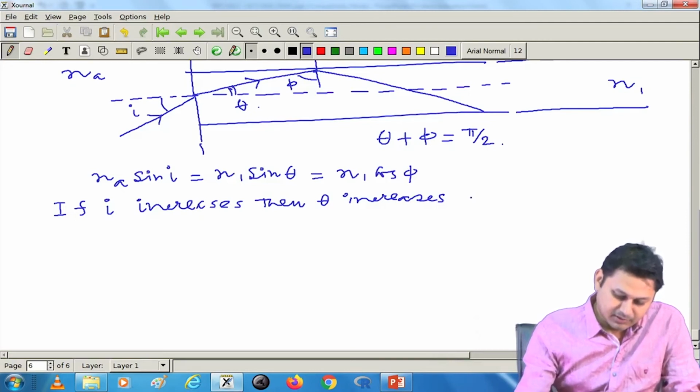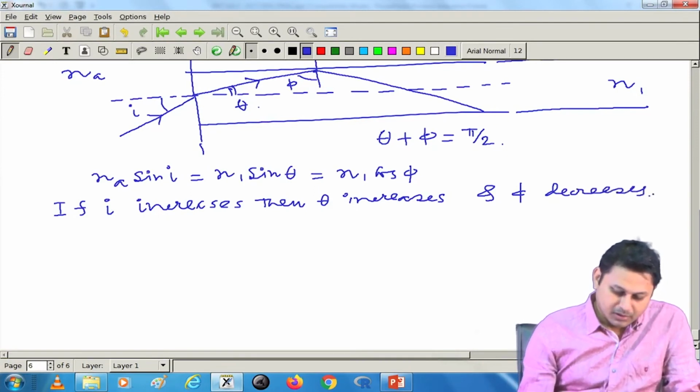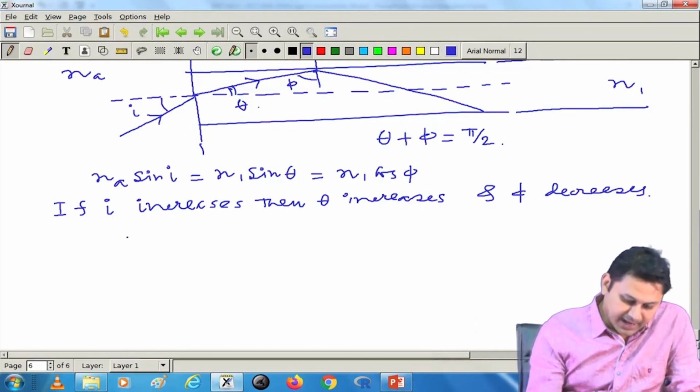Then theta increases and phi decreases. So I can have a critical value, and at critical value I have NA sin IC. Sin IC is my critical value, for which I have N1 cos phi c.